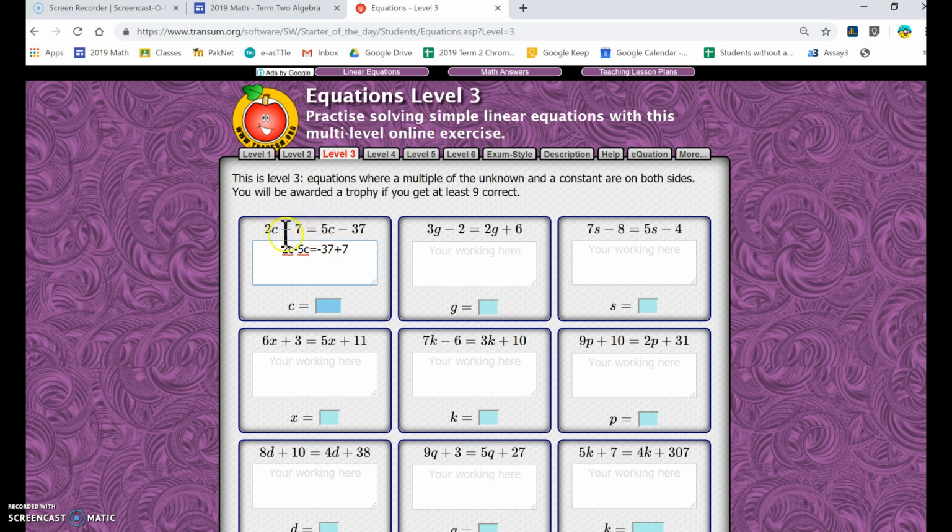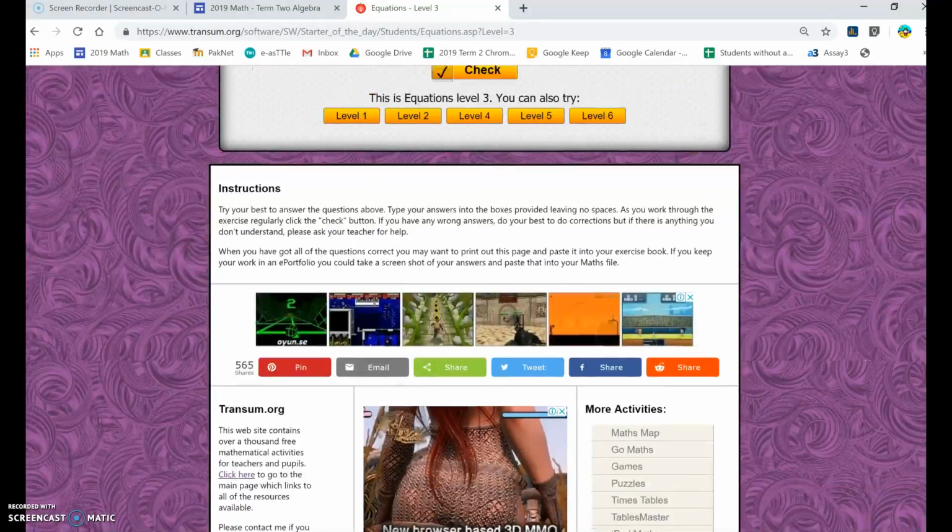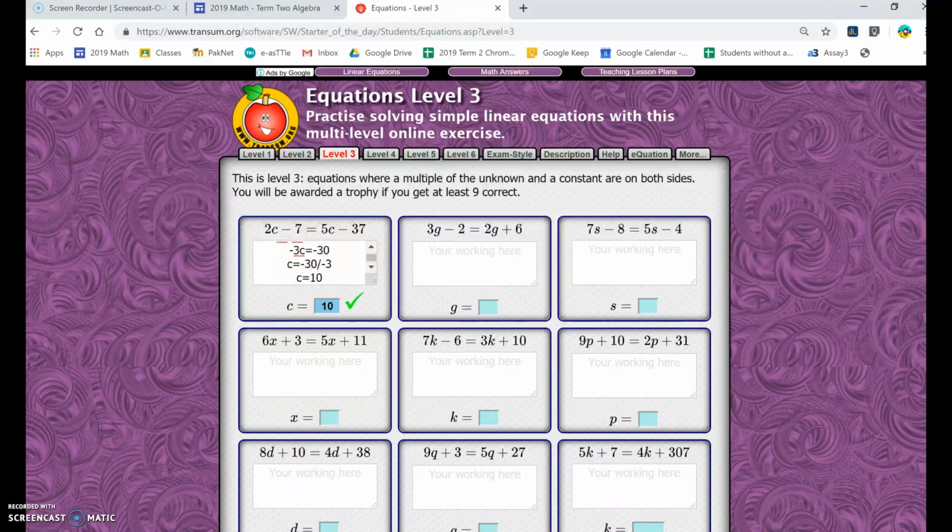What did I do? I took the minus 7, took it to this side to plus 7. I took the plus 5c and took it to this side and made it minus 5c. What I'm trying to do is get the variables, the c terms on one side and the number terms on the other. So 2c minus 5c is minus 3c, and that's going to equal minus 30. So c is going to equal minus 30 divided by minus 3, and so c will equal 10. So we pop the 10 there, and then we check. Okay, so that's a little bit trickier.